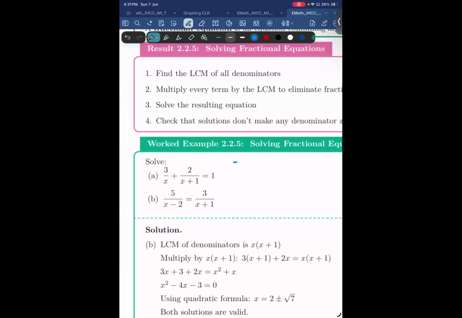So to combine the fractions, it will be like this: 3 times x plus 1 plus 2x over x times x plus 1 equals to 1. Then you multiply x times x plus 1, so 3x. Then here will be 5x plus 3 equals to x times x plus 1. So x squared plus x equals to 5x plus 3. So x squared minus 4x minus 3 equals to 0.